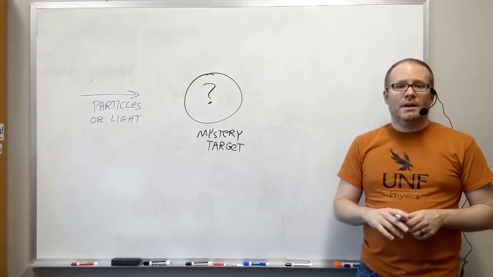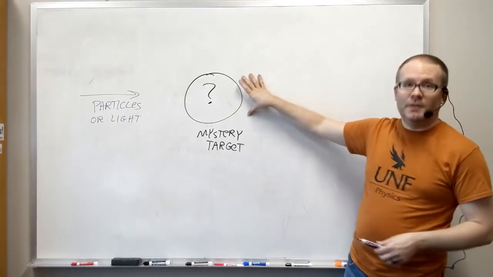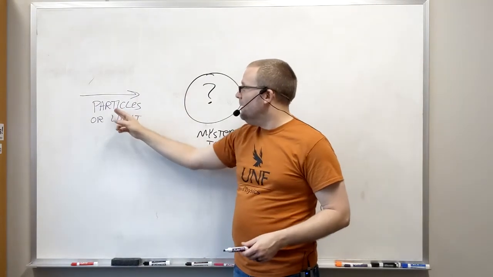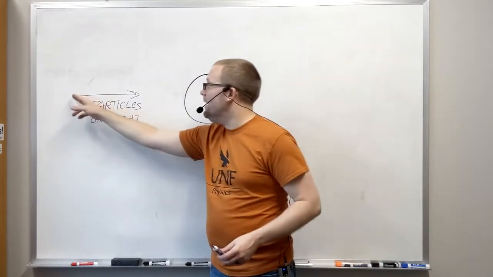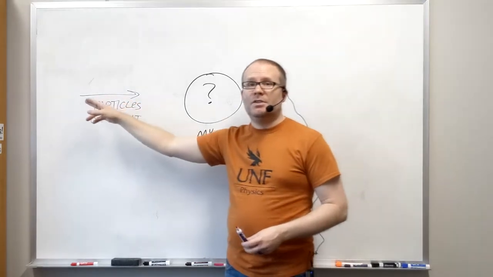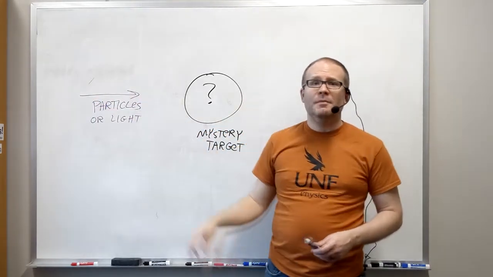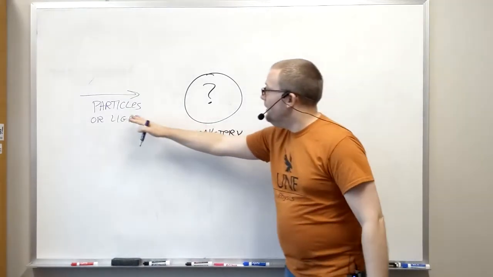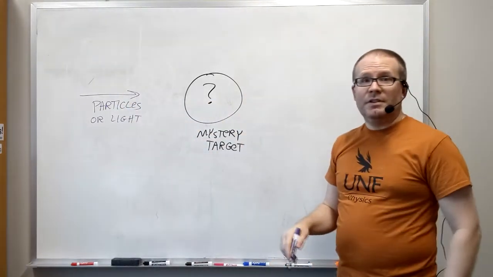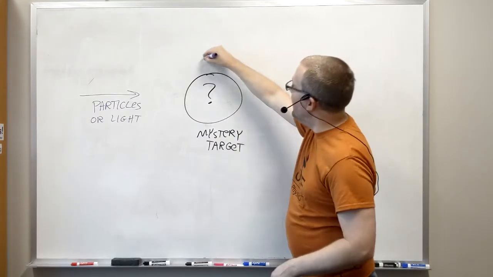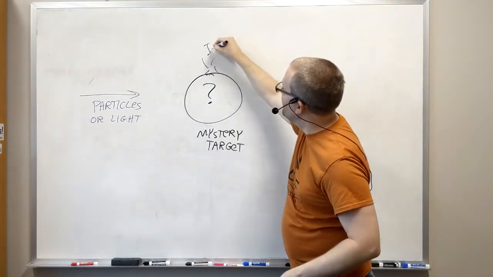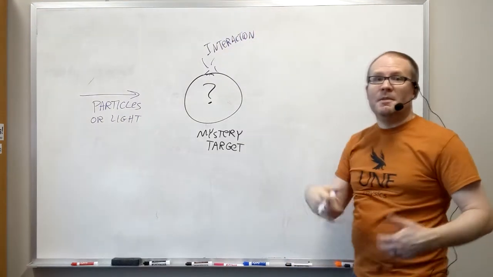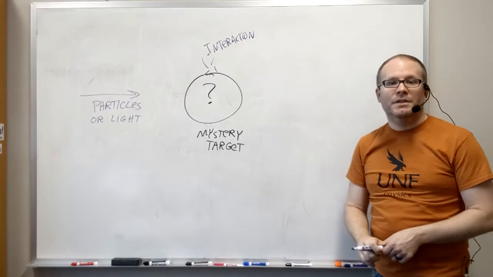Well, the way we answer that question in physics is by taking the mystery target, the thing that you want to study, and we bombard that thing with incoming particles or light. So this might be a shower of electrons, it might be a shower of protons or helium nuclei, or it might be light. What's going to happen is when the incoming stuff gets near the target, there's going to be some sort of interaction, right? It might be an electric force, it might be a magnetic force, it might be some combination of the two.